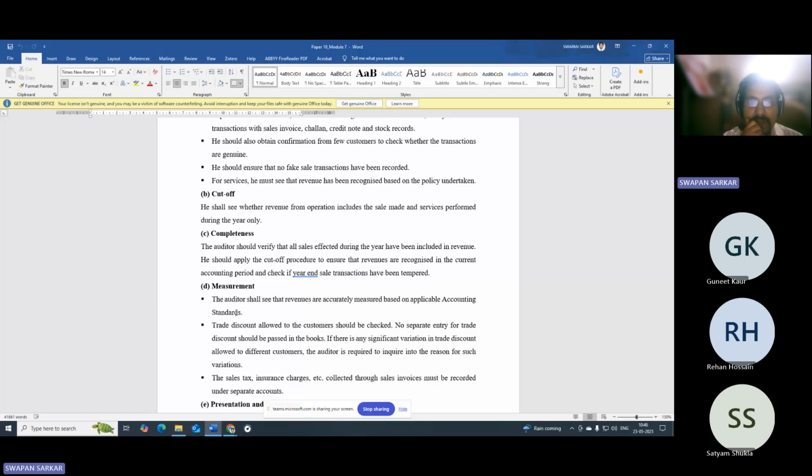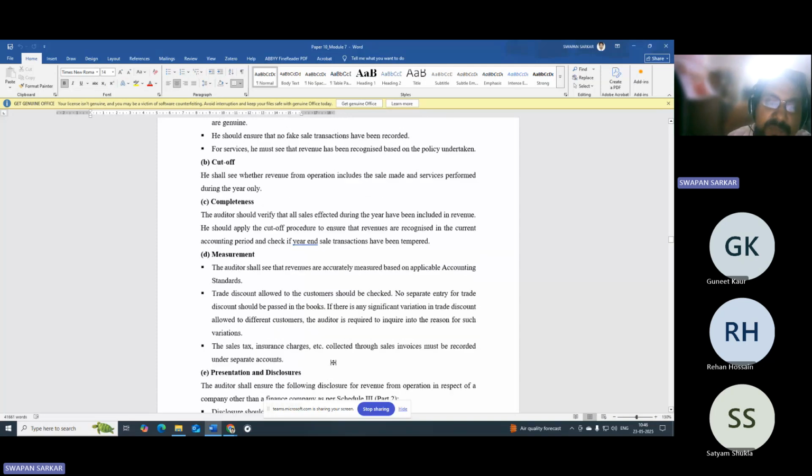Then measurement. The auditor shall see that revenues are accurately measured based on applicable accounting standards. Trade discount allowed to customers should be checked. No separate entry for trade discount should be passed in the books. If there is any significant variation in trade discount allowed to different customers, the auditor is required to inquire into the reason for such variation. Finally, the sales tax, insurance charges, etc., collected through sales invoices must be recorded under separate heads.